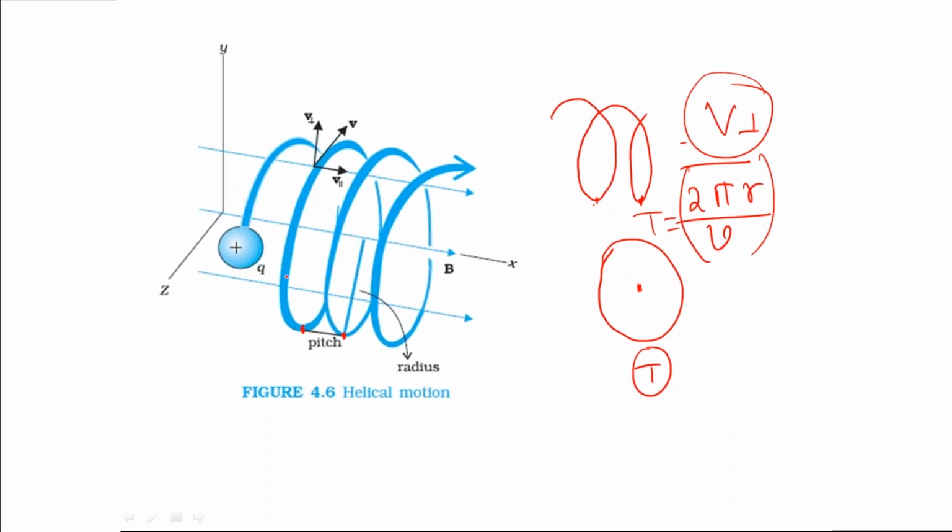Sometimes they will ask you to find the pitch. What is the pitch of the helix? So how do we find that? This is a straight line. During this time period, how much distance does it travel along the direction of the magnetic field? How much linear distance does it travel?